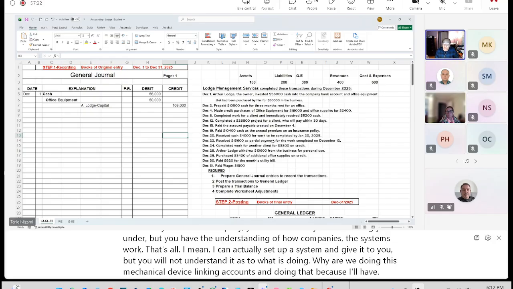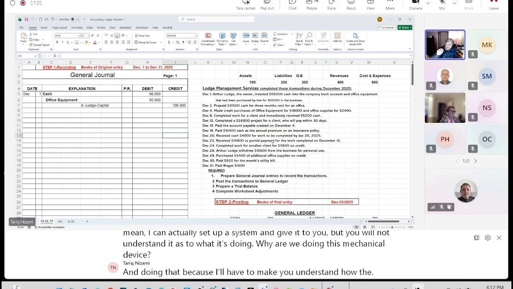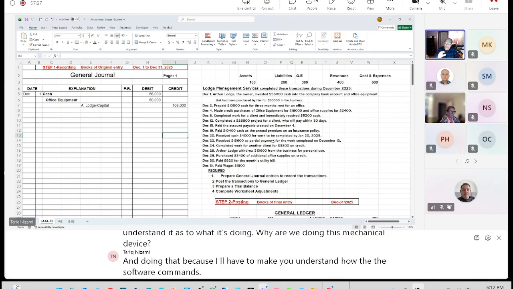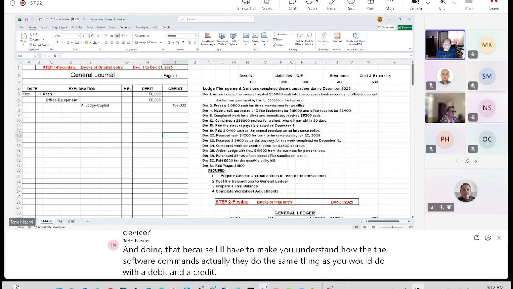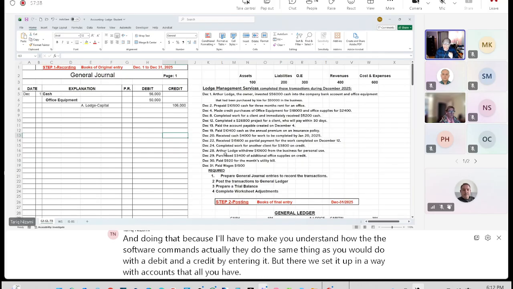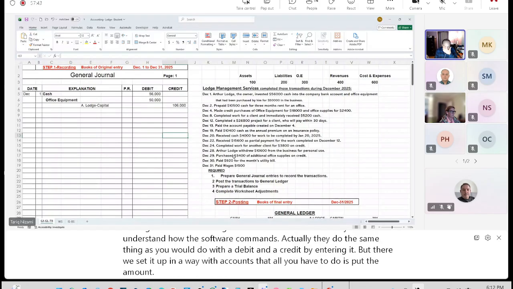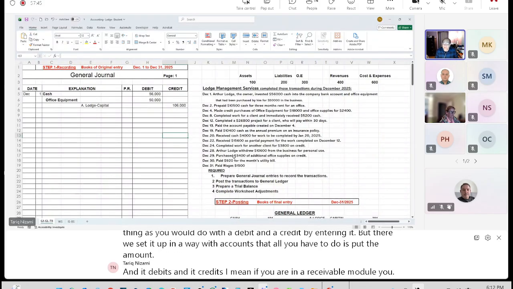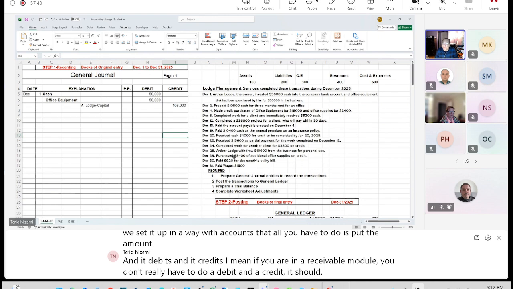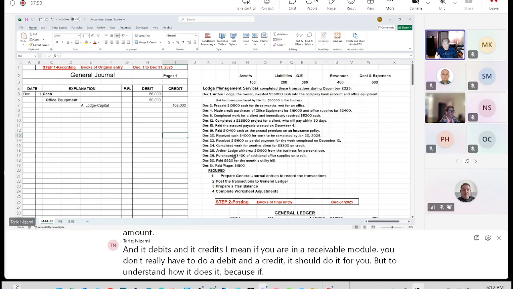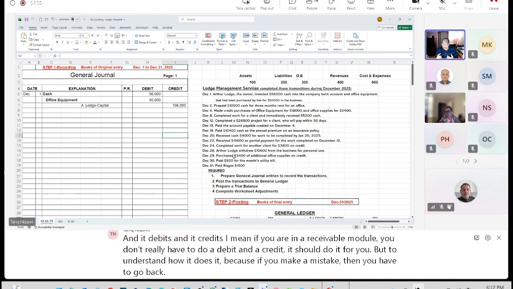Because I have to make you understand how the software commands do the same thing as you would do with a debit and a credit by entering it. But there we set it up with accounts so that all you have to do is put the amount, and it debits and it credits. If you are in a receivable module, you don't really have to do a debit and a credit. It should do it for you. But to understand how it does it, because if you make a mistake, you have to go back the same way you went in and take it out.